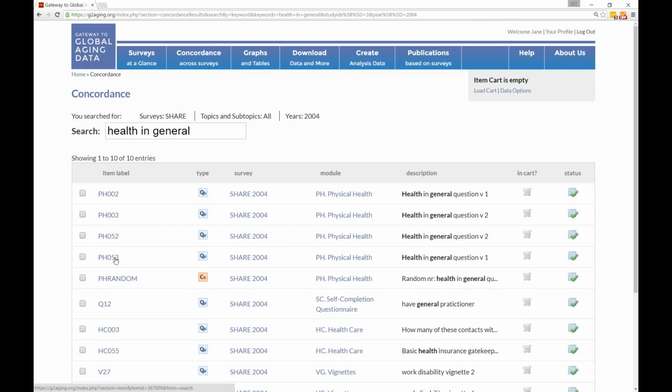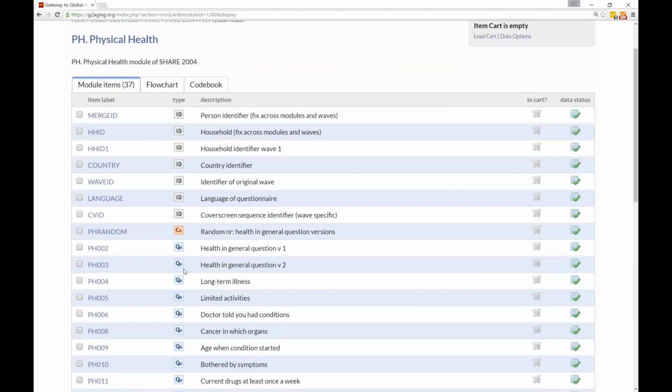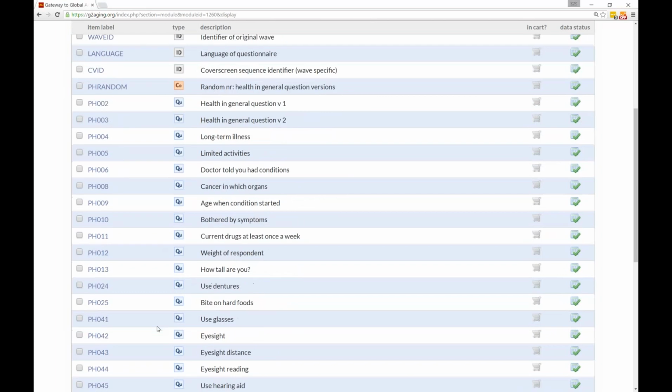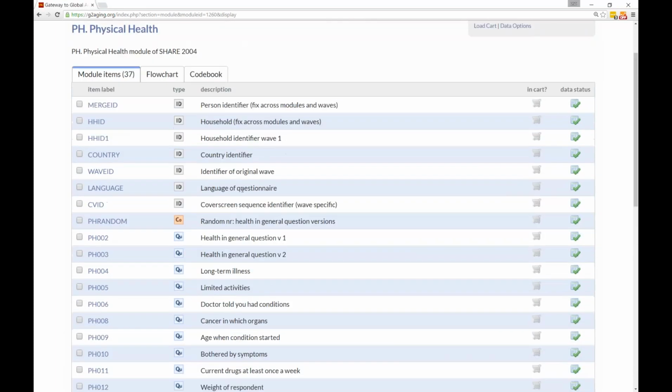So one thing that we can do is we could click on each individually, or we could click on the module level. So let's go into the module level. So here we have the physical health module of Share Wave 1, and you can see here are all the questions that are asked. And you can see here we have some health in general questions at the end of the survey and some at the beginning. But let's look at our flowchart view.